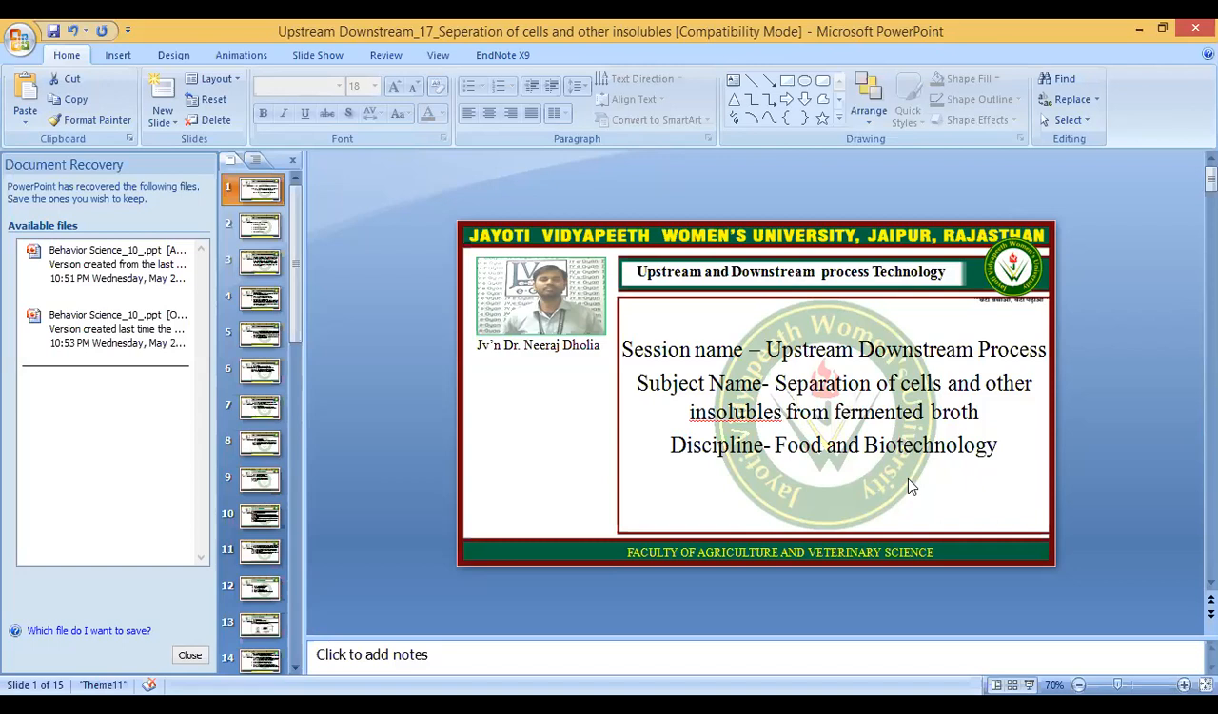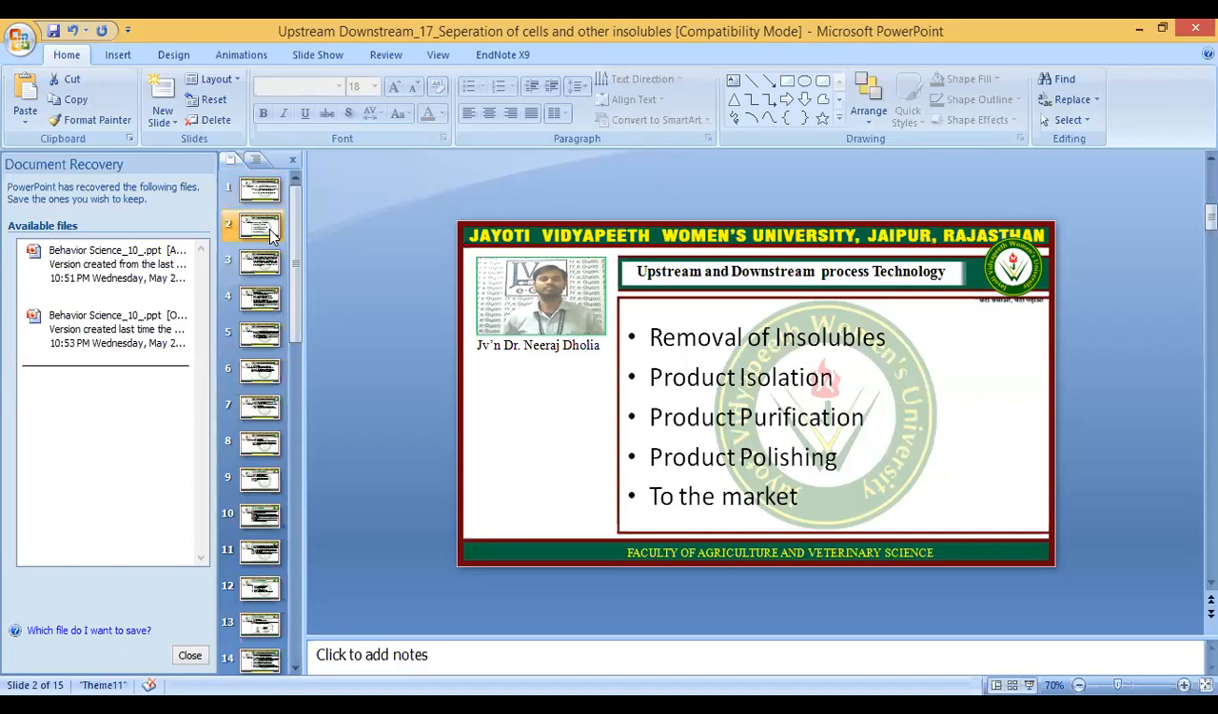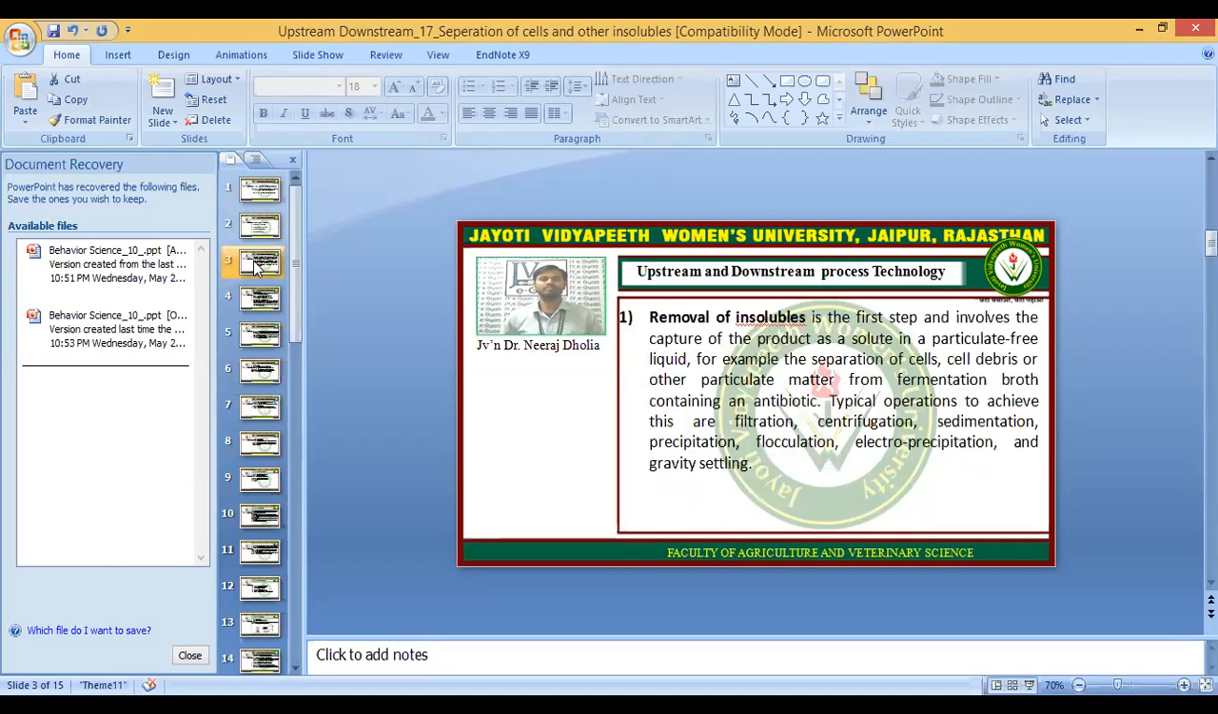So how to separate after the completion of the process, completion of the incubation time, how to separate the cells, the host cells, or the insolubles, the cell debris from the fermented broth. So the separation methods which we will discuss in the previous lectures will be the same here. And you know that it is a part of the downstream processing. So there are four stages, you know very well: the removal of the insolubles, product isolation, product purification, and product polishing.